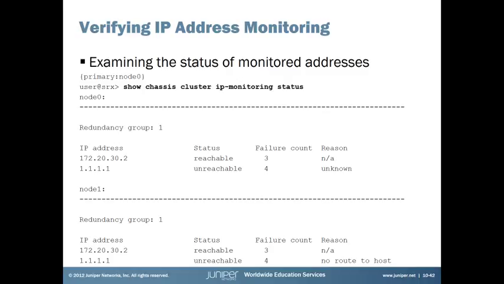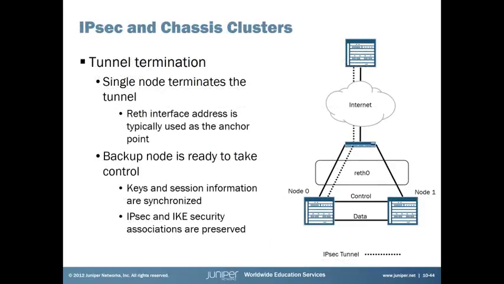So what happens is that if we lose reachability to one of the addresses that we are monitoring, then that can trigger a failover to the other node, which is attached to the other reachable address.